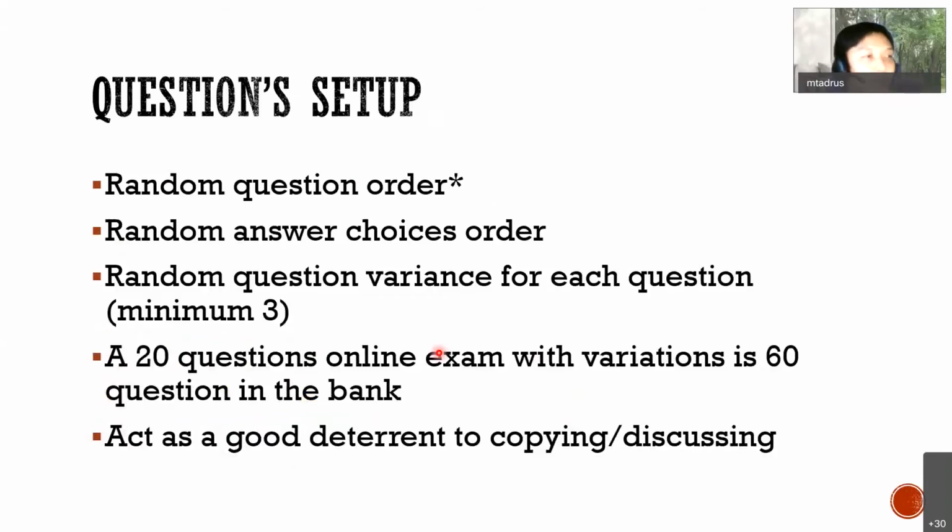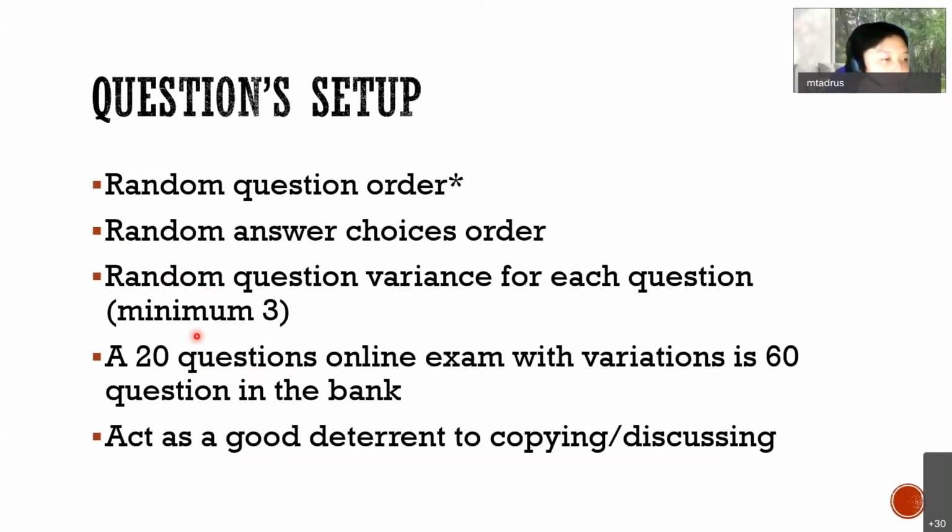So question setup, we randomize 3 things. We randomize the question order, we randomize the answer choices, and then we also randomize the question that they receive, meaning for one particular question, we have variants for the question. In Prayu, we have the rule that each question must have a minimum of 3 variants. So one particular student will only encounter one variant from that particular question.